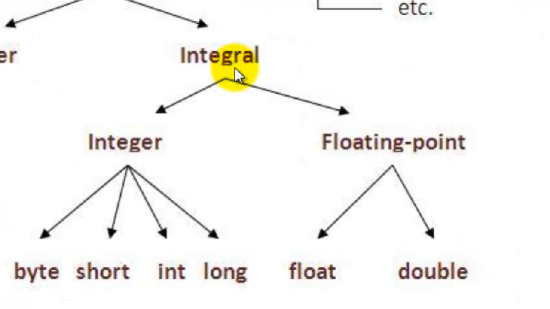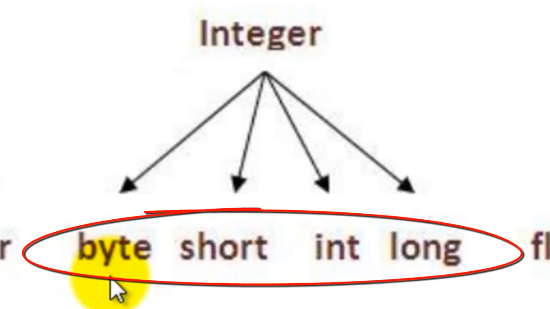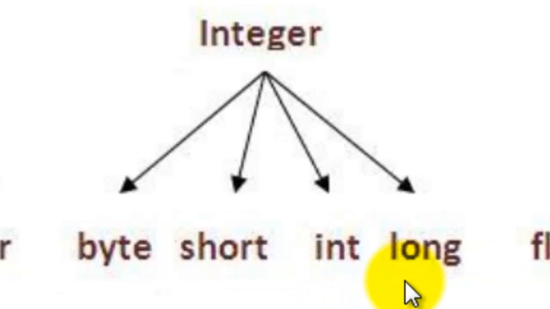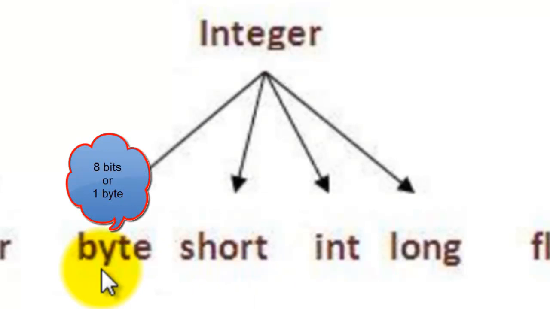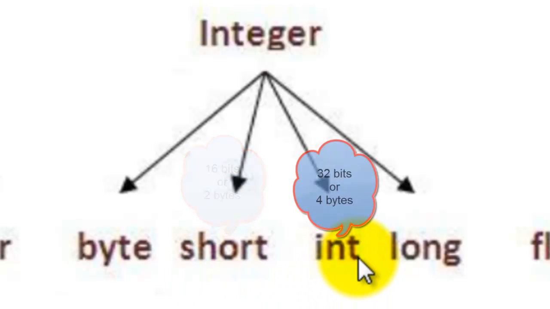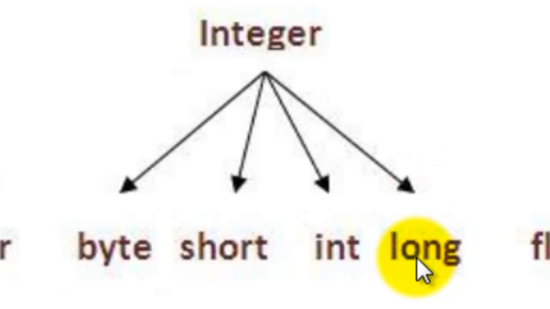Integral is also divided into two categories: one is integer and the next one is floating point value. In the integer category, we have four data types: byte, short, int, long. Basically, these four data types are divided according to their range and size. Byte takes 8-bit space, short takes 16-bit space, integer takes 32-bit space, and long takes 64-bit space. According to our requirement and value size, we can select any of these data types among integers.